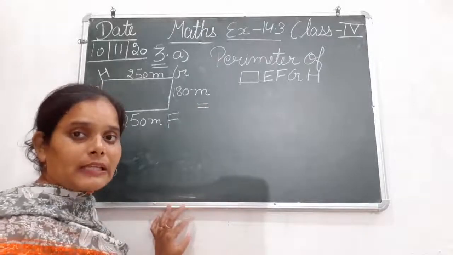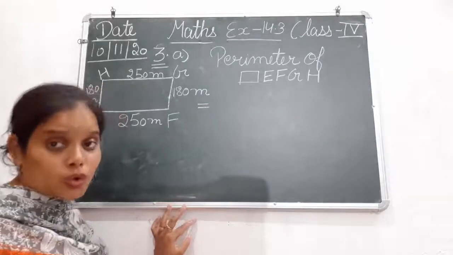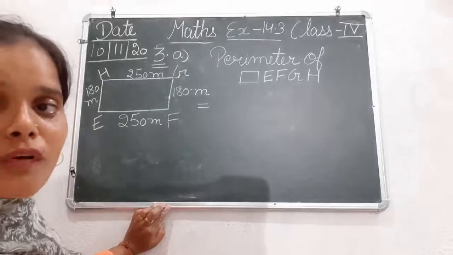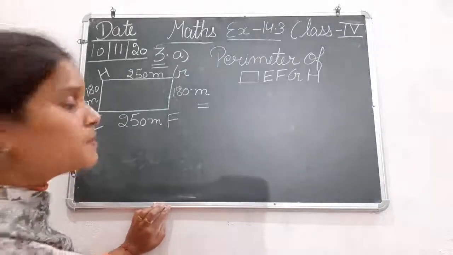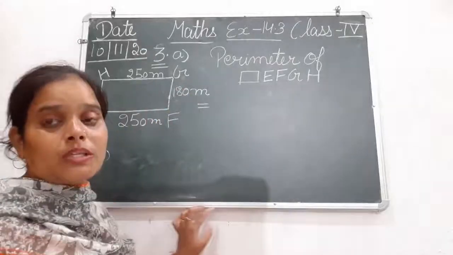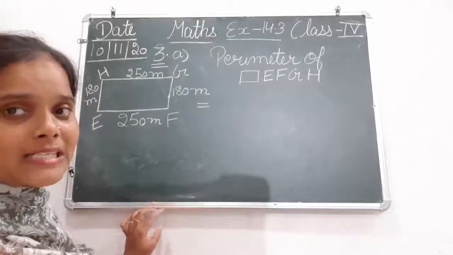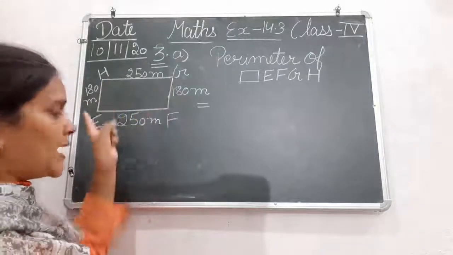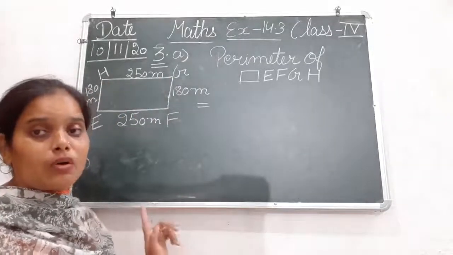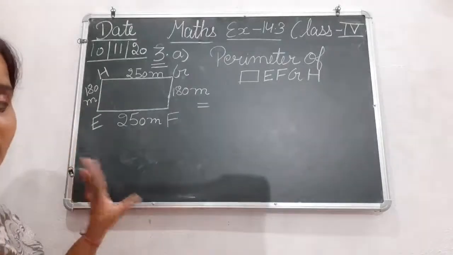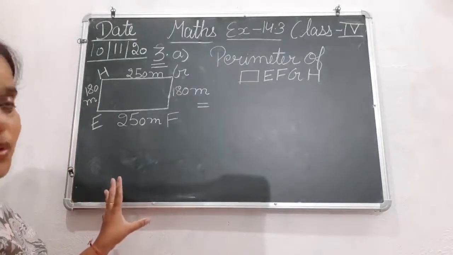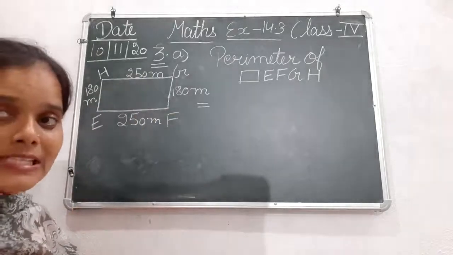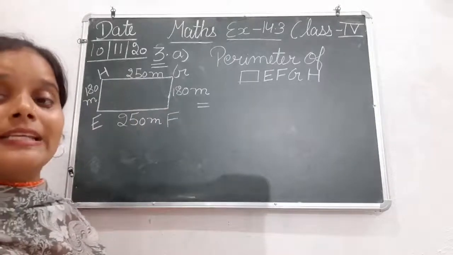Okay, so for finding the perimeter of any figure, any closed figure, you have to simply add the length of all the line segments. तो इसमें जितनी भी line segments है. So in this question you can see there are 4 line segments, that is EF, FG, GH and HE. So this is the name of all the 4 line segments of this given figure. So what we are going to do is we are going to add the measurement of all these 4 line segments. So first of all we are going to write their names.